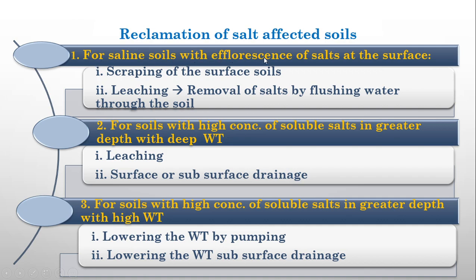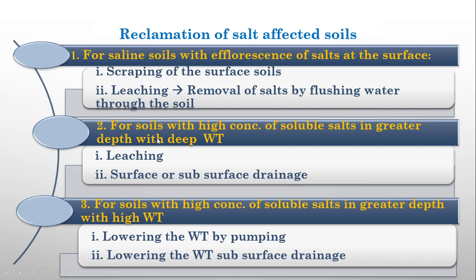For saline soils with efflorescence of salt at the surface, where we can see the salt over the surface, we can do two things. One is scraping of the surface soil. We can scrape the surface salt content, and the second thing we can do is leach. Leaching is the removal of salt by flushing of water through the soil. When water is flushed over the surface, this water will dissolve all the salt content of the soil over the surface, and this water will infiltrate into the soil. So it will bring the salt also along with the water. That is the process of leaching.